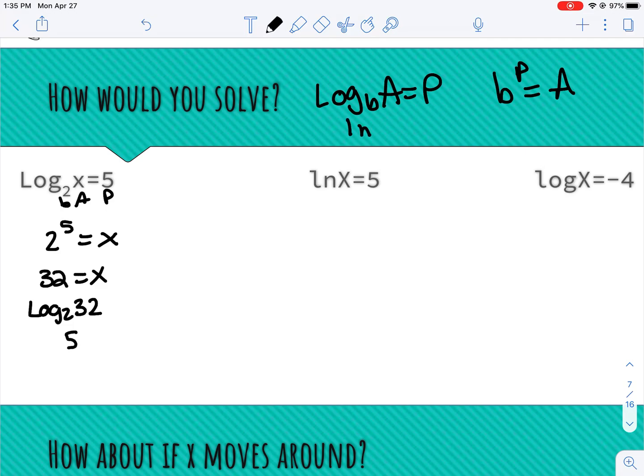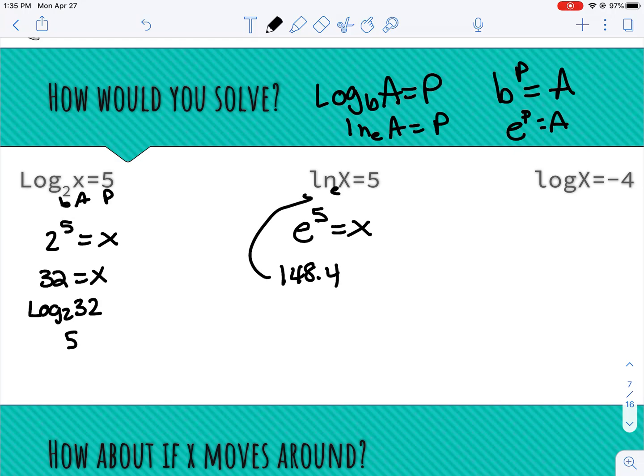ln works the same way as a log, but remember when you do ln, the base here is e. So it'd be e to some power is an answer. It helps to write it in, but you'd have e to the 5th is x. Well, e to the 5th is about 148.4. Again, if you check it, you should get ln of 148.4 is about 5.